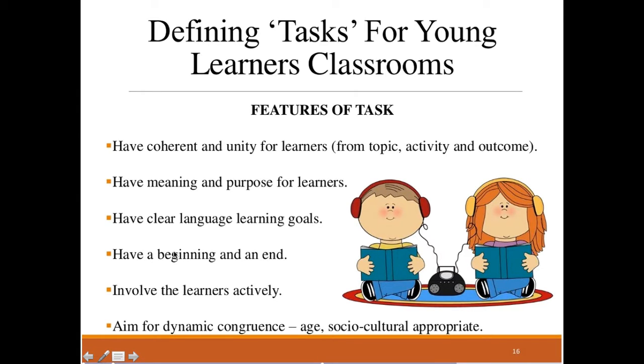Okay, I will continue my explanation. Defining tasks for young learners classroom. These are the features of a task.